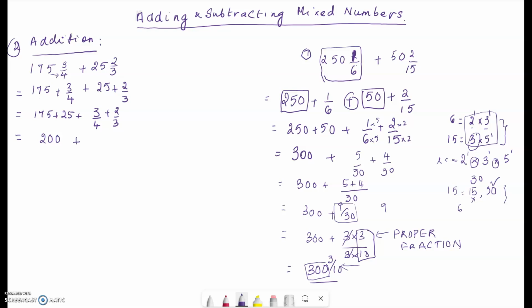Now we have to combine the fractions, and the denominators are different. So we need to find the common denominator, which is the LCM. 4 is 2 squared, 3 is 3 to the 1. Pick the largest 2 times, pick the largest 3. So this is 4 times 3 is 12. So what we have used here is the prime factorization method.